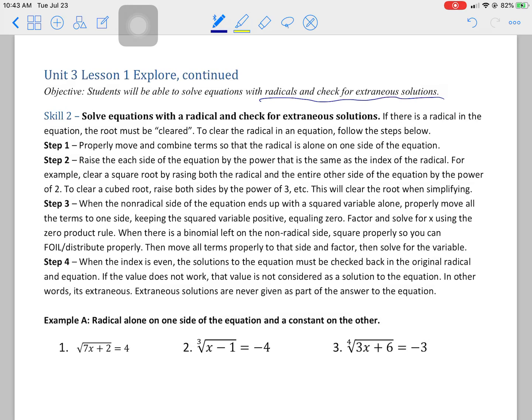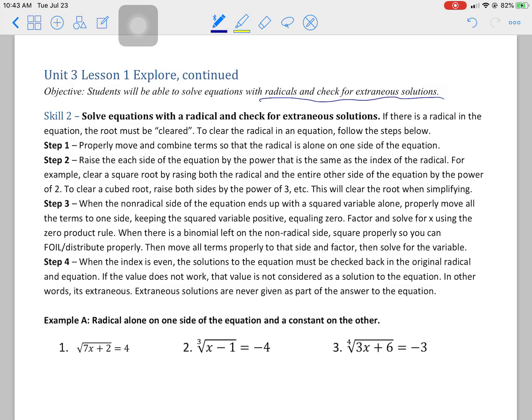If we get, let's say, x equals 2, we're going to put the 2 back into the equation and make sure that it does work in the original equation. If it doesn't work, it's considered an extraneous solution. This means it's not helpful. We're not going to put it down as an answer. And if it was the only one we had, we're going to say it's either does not exist or there's no solution.